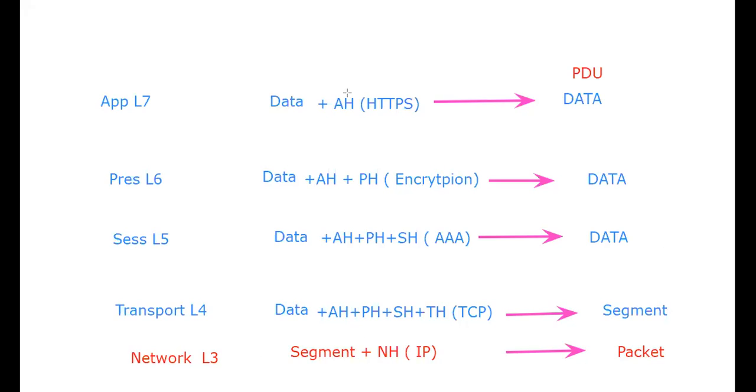Then it comes to another layer, the data link layer, which is layer 2. Layer 2 will receive the packet, and we're going to add the MAC address, then we call it a frame. We will come across that in the upcoming class.